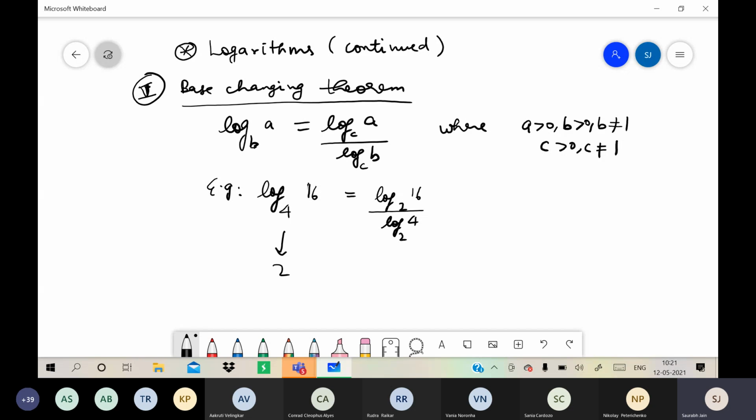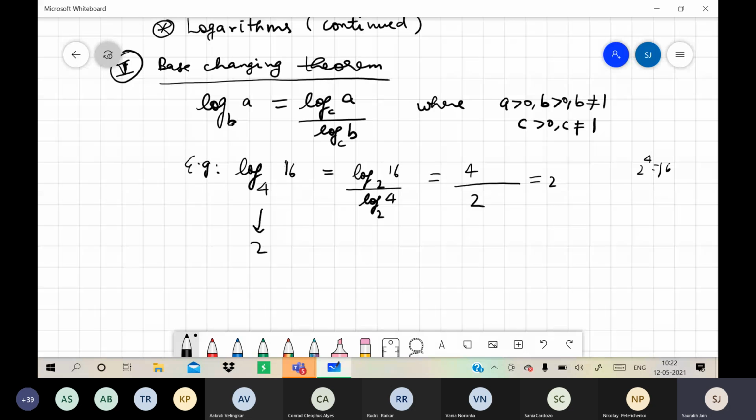So if I take base as 2 here, in the denominator you will get 2. Why? What should be the power of 2 so that we get 4? 2 will be the answer. 2 square is 4. Similarly, what should be power of 2 so that we get 16? You all know that 2 to the power 4 is 16, correct? What do you observe? You are getting the same answer. Obviously, you will get the same answer. Okay. So like this, we apply the base changing theorem according to the requirement.